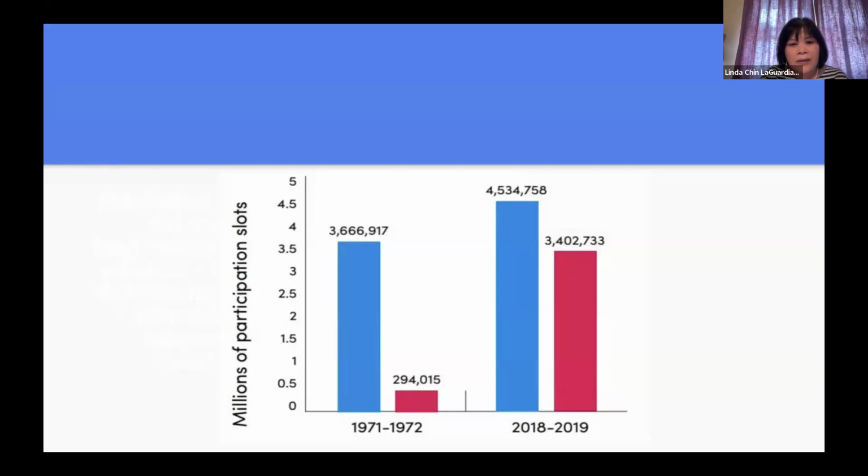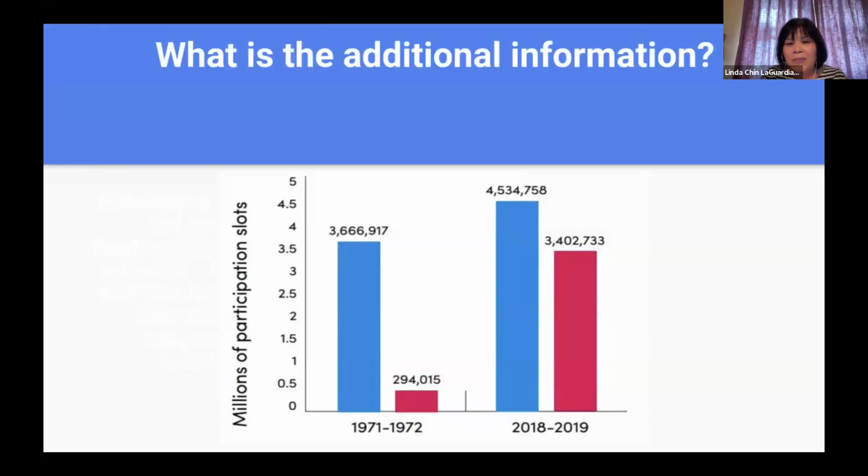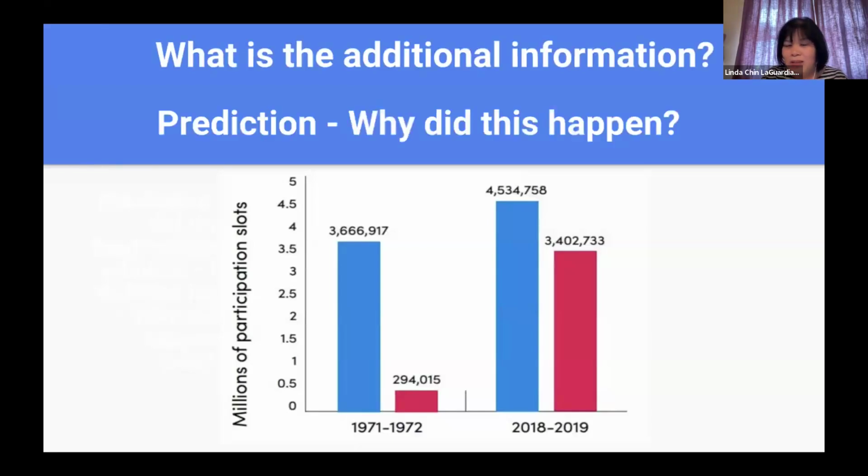So here, I really didn't want to choose a color that was so obvious, because then the blue would be the male participants and the red would be the female participants. But that's the original that I found. So this is Title IX. Wow, cool. So why did this happen? You know, about 40 years apart.